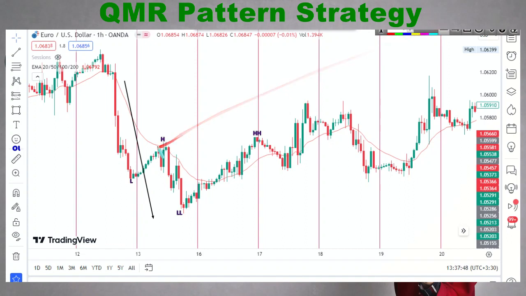You see, higher high point is above the high point, and lower low point is under the low level. We are going to trade at this level here.